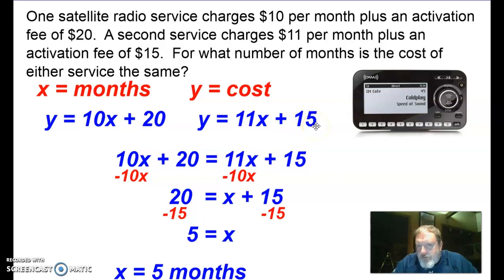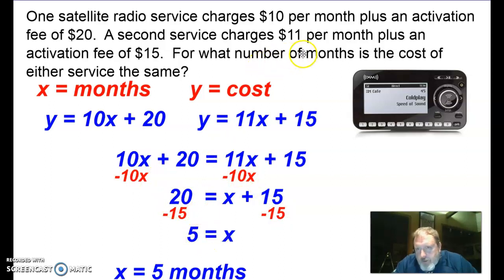Now, I'll be honest, nobody's paying $10 or $11 per month, but for setting up this problem, that's just the numbers we used. So again, since both of these equations are equal to Y, we can put the 10x plus 20 right there, and we're going to solve for x. So we'll move the smaller one, subtract 10x. Then we subtract 15, and x is 5 months.